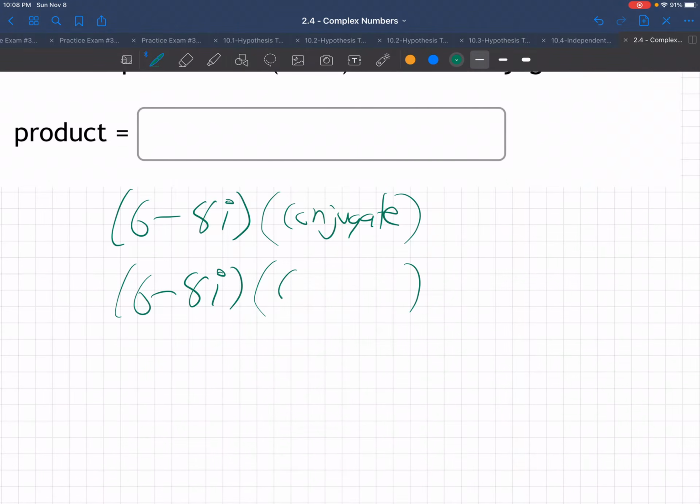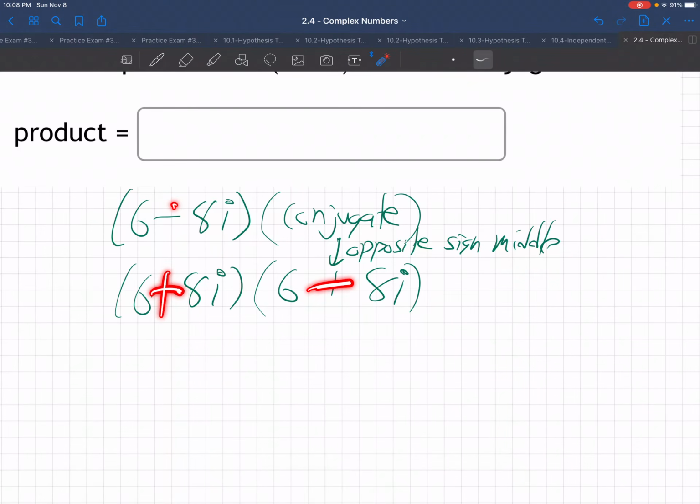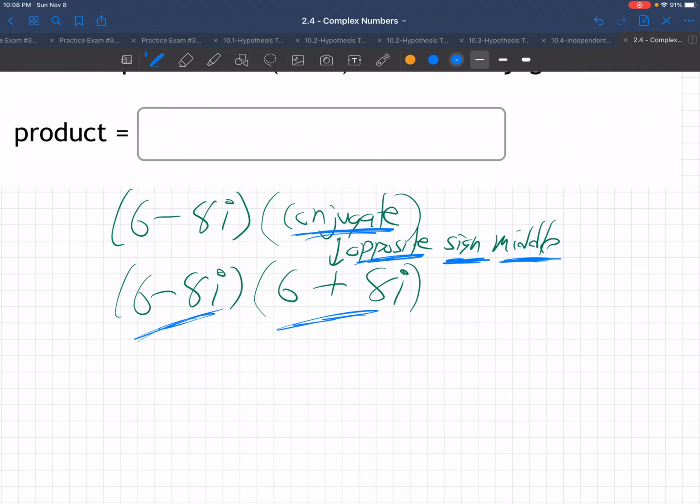It means the exact same thing, opposite sign in the middle. In other words, if the first one had been plus, then this one would have been minus. But our first was minus, so this is plus. So that's what a conjugate means. That's a word they use a lot in the complex world. These guys are conjugates because they're the same thing, they just have the opposite sign in the middle.